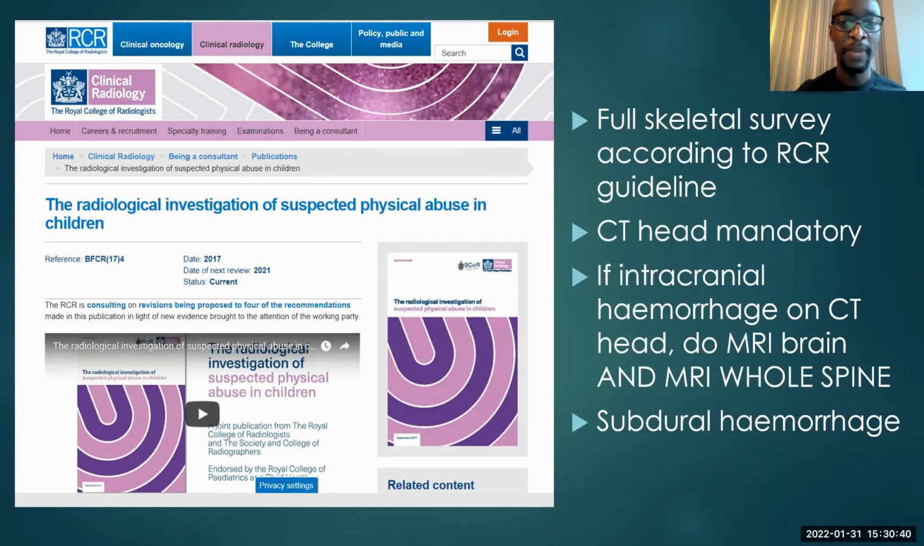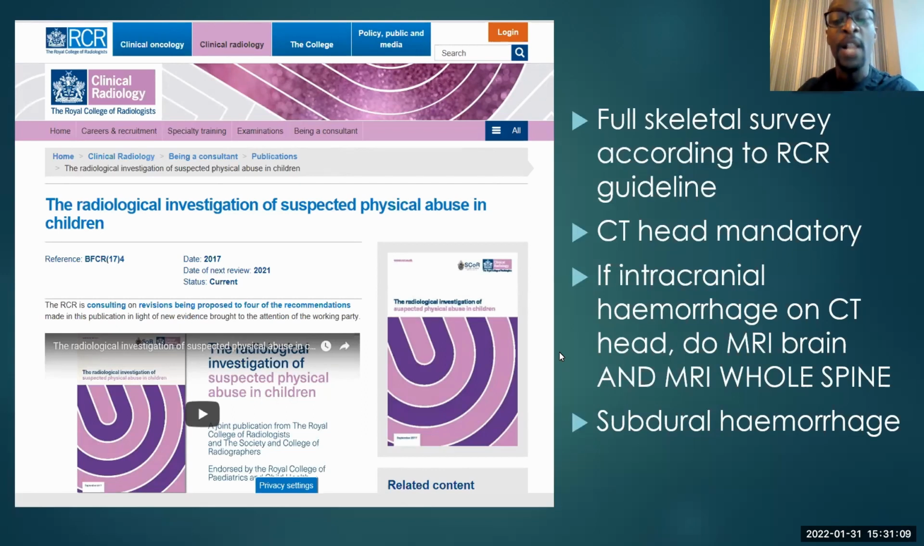That's where the X-ray bit is done. And then we need to do a CT of the head. And then if the CT head is abnormal, then you need to do an MRI brain and the whole spine. That's probably the most important modification that has come out of the revised guidelines, MRI brain and MRI spine, because you can get epidural hematomas that track down the spine as well.